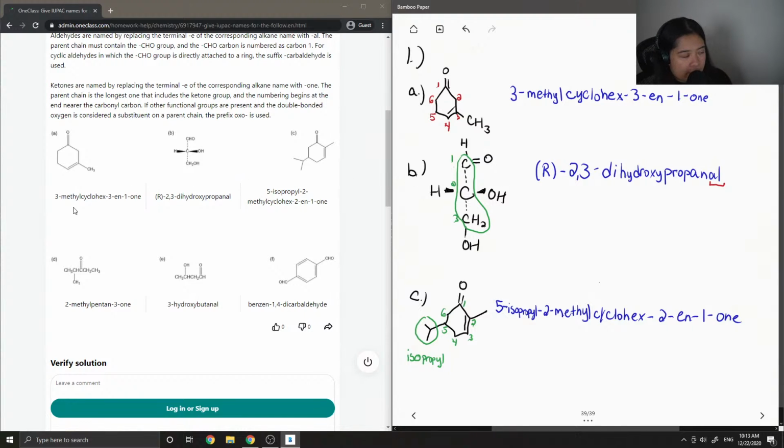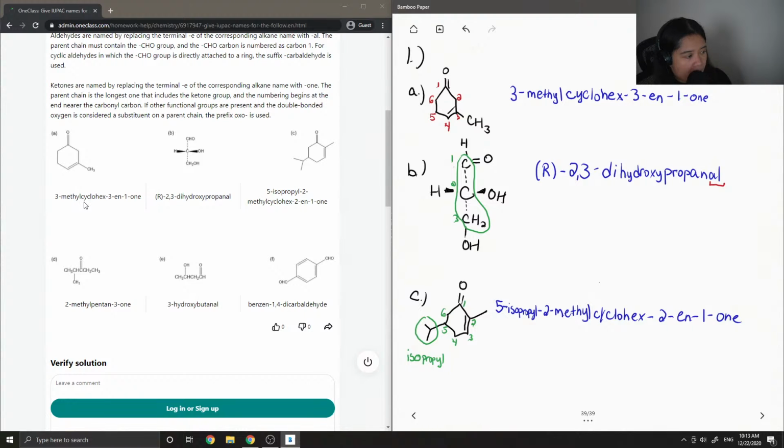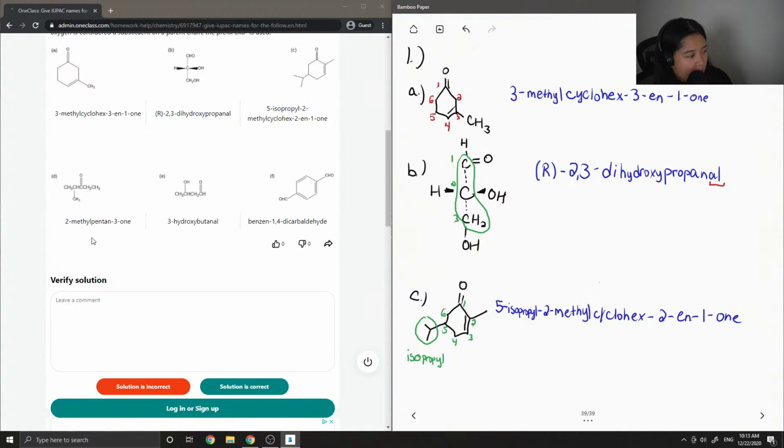Okay, so let's look at the 3 that we did. The junior tutor also got 3-methyl, cyclohex-3-en-1-one. For B, they got R-2,3-dihydroxypropanol. C, 5-isopropyl, 2-methyl, cyclohex-2-en-1-one. And then the ones that we didn't do, for D, they started numbering the carbon at the first, going left to right. So they have 2-methyl pentane, and then carbon 3 has the ketone, so they put 3-one.